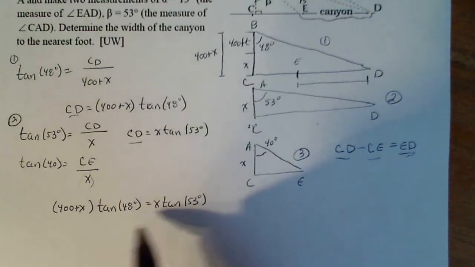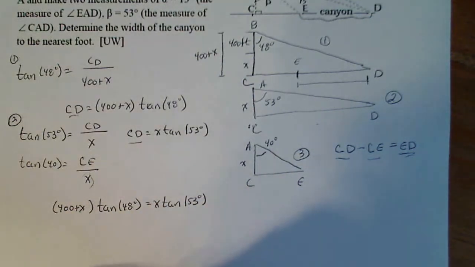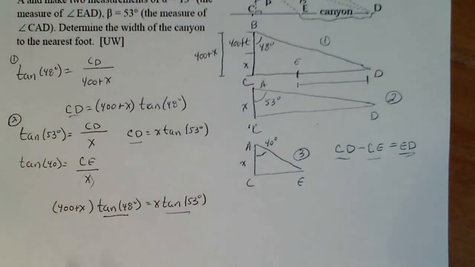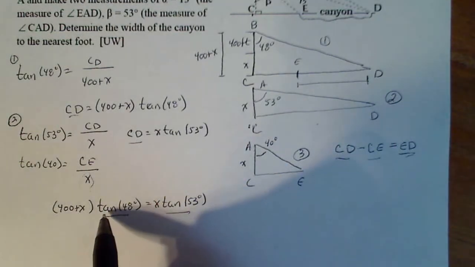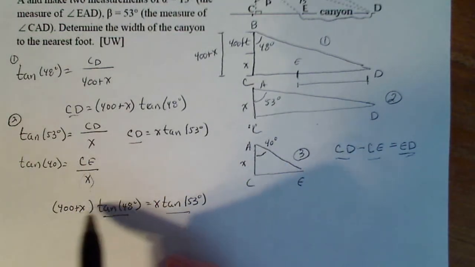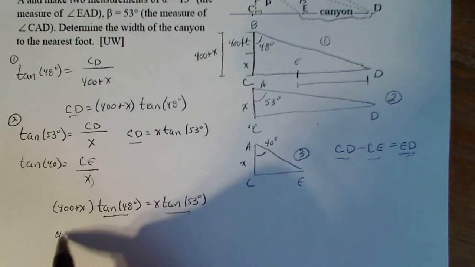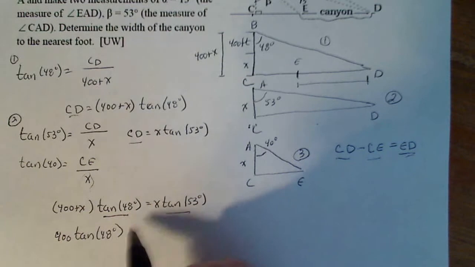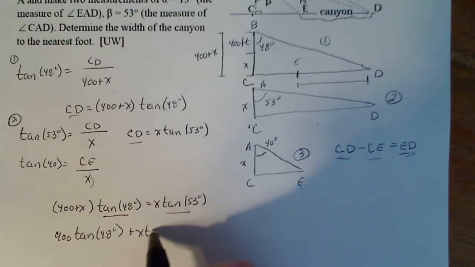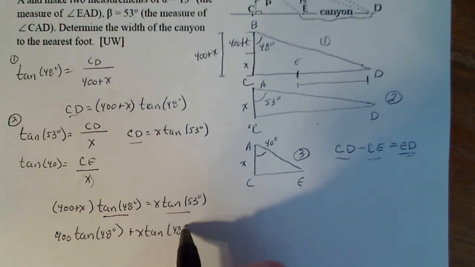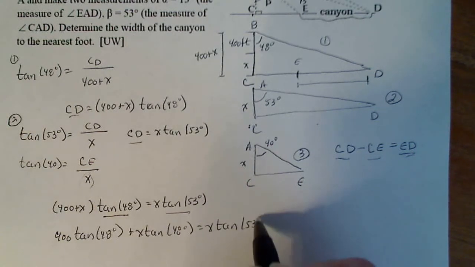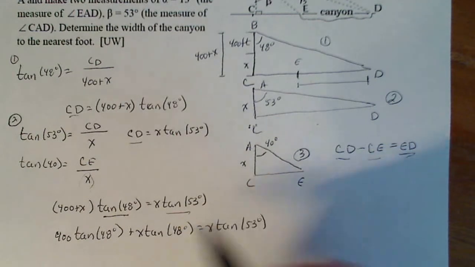All right, now how do I solve for x here? I see I have two x's. Don't be too excited. Don't divide by a variable. And tangent of 48 degrees and tangent 53 degrees are just numbers, so treat them that way. So the first thing I'm going to do is distribute the tangent of 48 degrees. So 400 tangent of 48 degrees plus x tangent 48 degrees equals x tangent 53 degrees. Take your time in doing this. There's no rush.